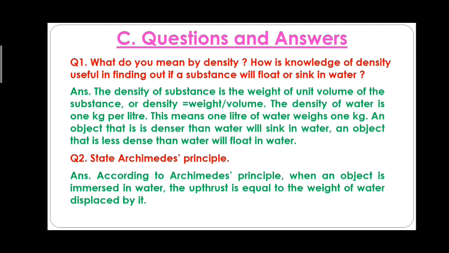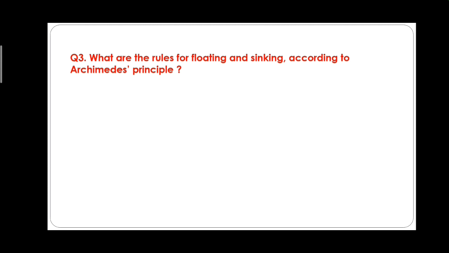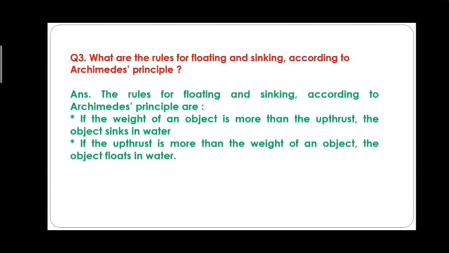Next question. What are the rules for floating and sinking according to the Archimedes principle? Answer. The rules of floating and sinking according to Archimedes principle are: if the weight of an object is more than the upthrust, the object sinks in water. Next, if the upthrust is more than the weight of an object, the object floats in water.